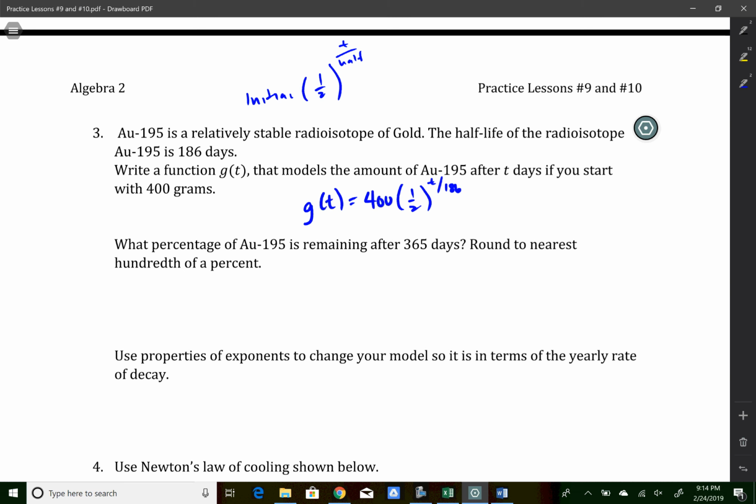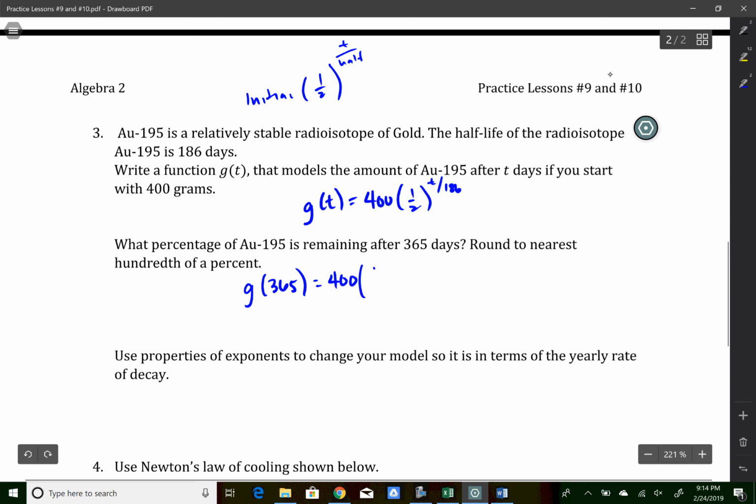Next says, what percentage is remaining after 365 days? So days, so that's your T. So I can say G of 365, so a year. I start with 400 grams. We have 1/2 to the 365 over 186. Type that in our calculator. And we get, after 365 days, 102.64 grams.